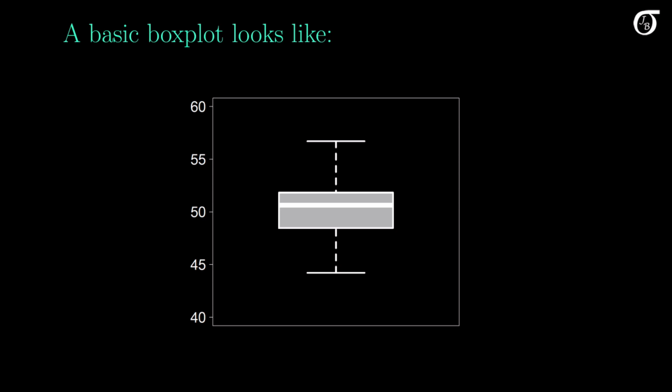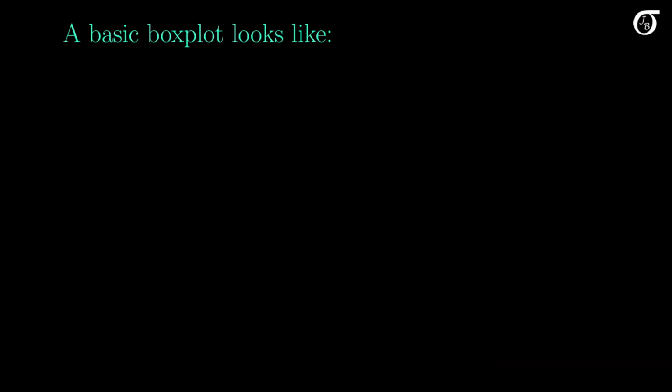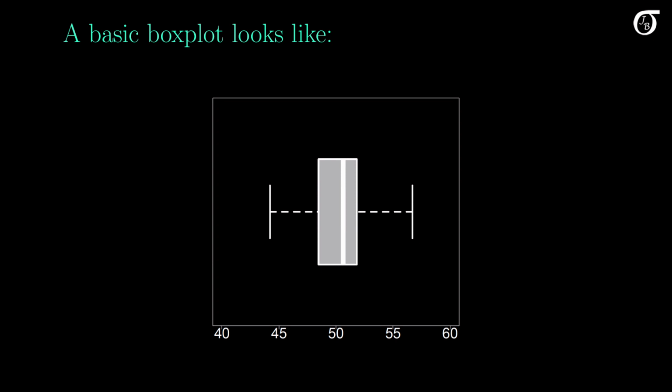A box plot is a plot of a quantitative variable, and here's a basic one. I'm going to discuss vertical box plots, like this one, with the quantitative variable on the vertical axis. But you might also see them plotted horizontally, like this. Everything I say about vertical box plots applies to horizontal box plots, if you turn your head to the side.